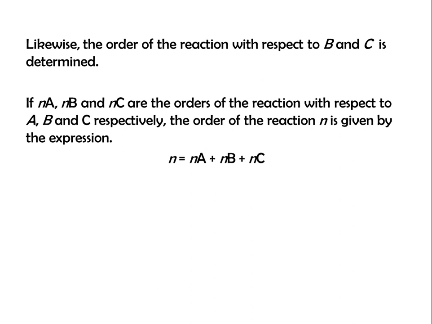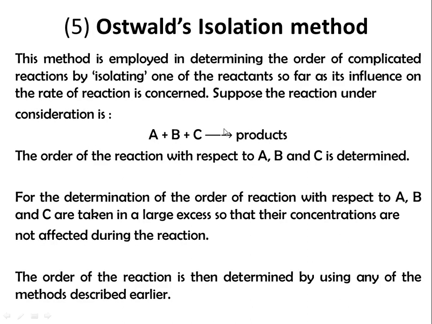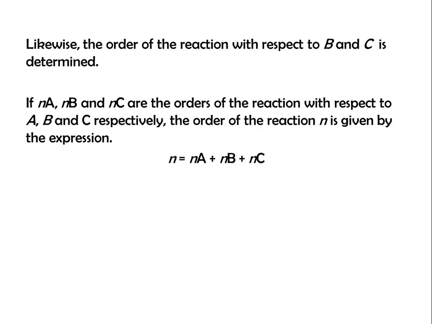The order of reaction with respect to A is Na, with respect to B is Nb, and with respect to C is Nc. The order of reaction n is then calculated by Na plus Nb plus Nc, and that n represents the overall order of the reaction A plus B plus C, which gives products. So this is the Ostwald isolation method. We isolate one of the reactants and we check the influence of its concentration on the rate of reaction, and we determine the order of reaction. So all are the methods for determination of order of reaction. Thank you.